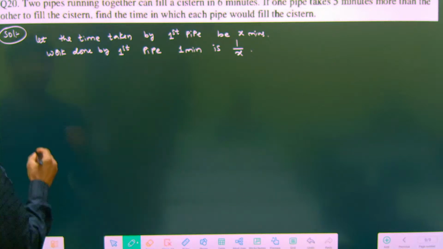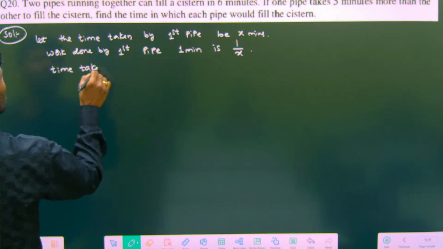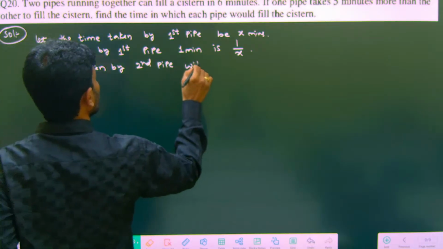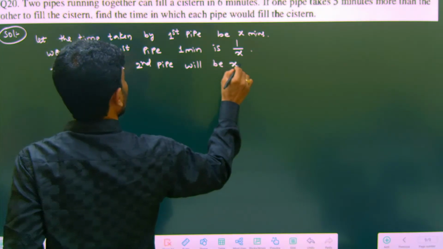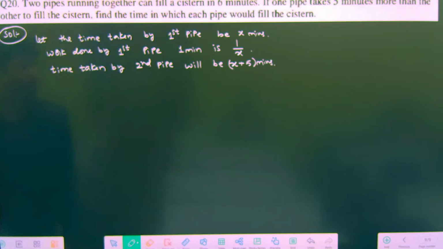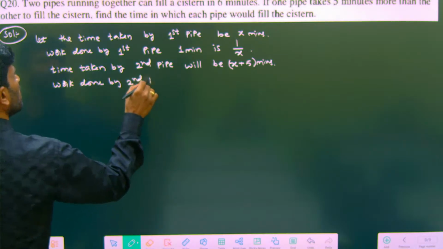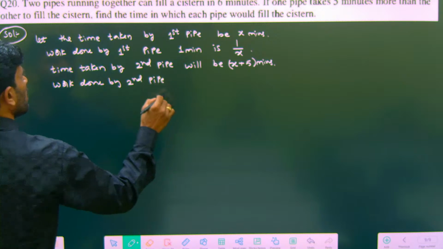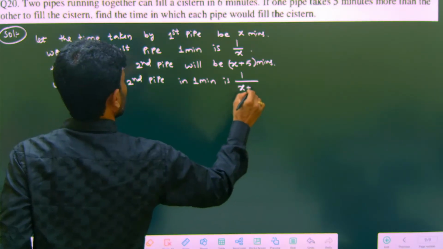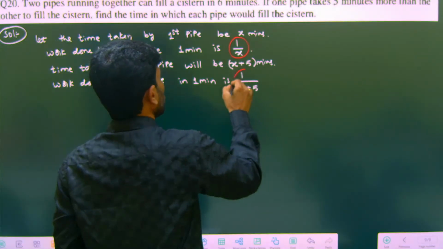In what time taken by second 5 will be expressed by x plus 5 minutes. The same way, work done by second 5 in 1 minute is 1 by x plus 5. So first is taking 1 by x, and second is taking 1 by x plus 5.